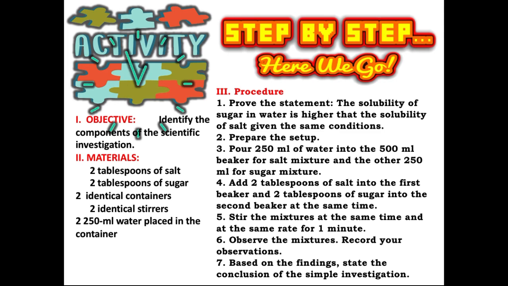Then number 4, add the 2 tablespoons of salt into the first beaker and 2 tablespoons of sugar into the second beaker at the same time. Then number 5, stir the mixture, haluin at the same time at the same rate for a minute. Then number 6, observe the mixture and record your observation. And number 7, based on the findings, state the conclusion of the simple investigation.